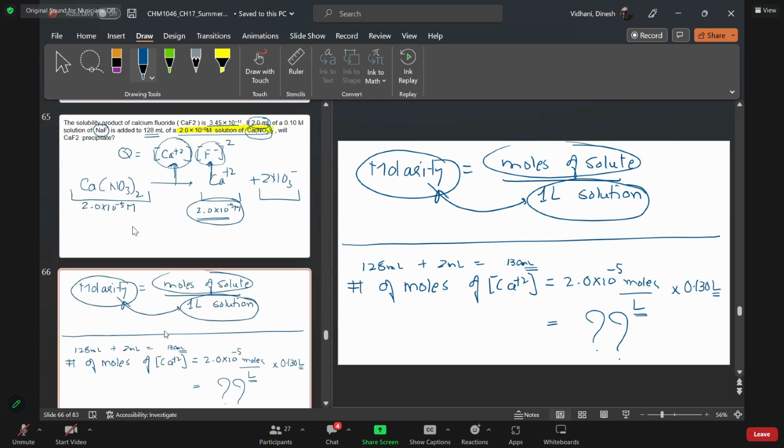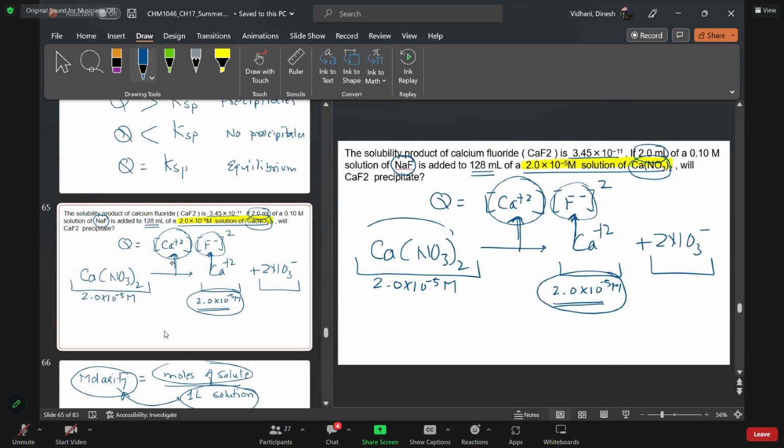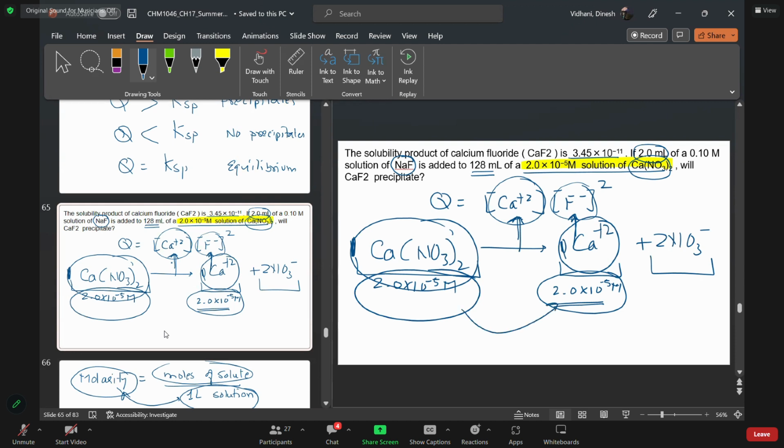But now, when you look at calcium nitrate, based on the stoichiometry, for every 1 calcium nitrate you have 1 calcium ion. So for 2.0 × 10^-5 molar, you will see the same strength for the calcium ions. But now we need to know the exact number of moles. How do we do that? Multiply volume with the molarity, but this volume should be in liters.